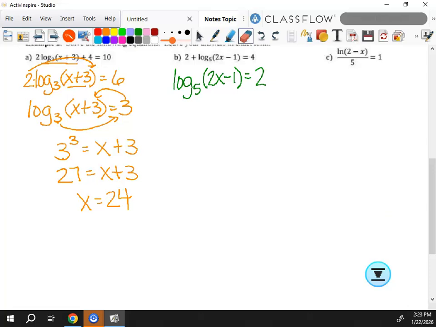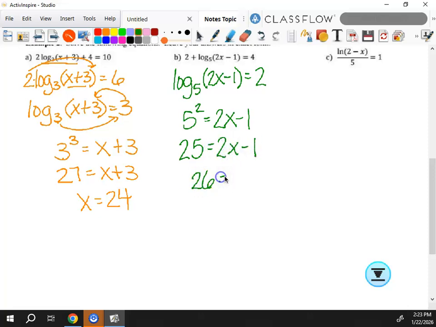Okay? All right, so we have to subtract because that's being added. We good with that? Now I rewrite it. This becomes 5 squared equals 2x minus 1. What do I do with that 1? Oh, I'm sorry. This becomes 25 equals 2x minus 1. So I get 26 equals 2x, and x equals 13. Okay. Any questions at all?